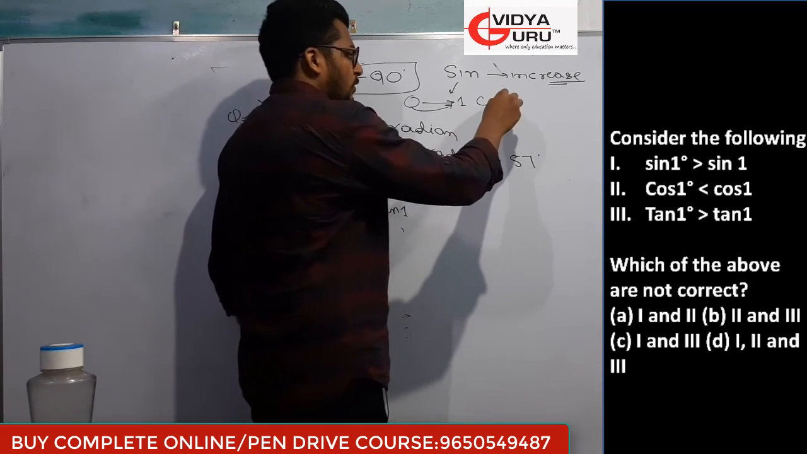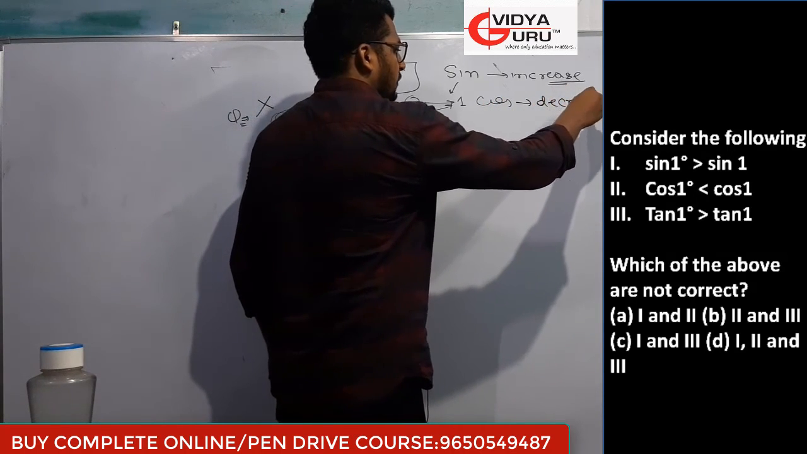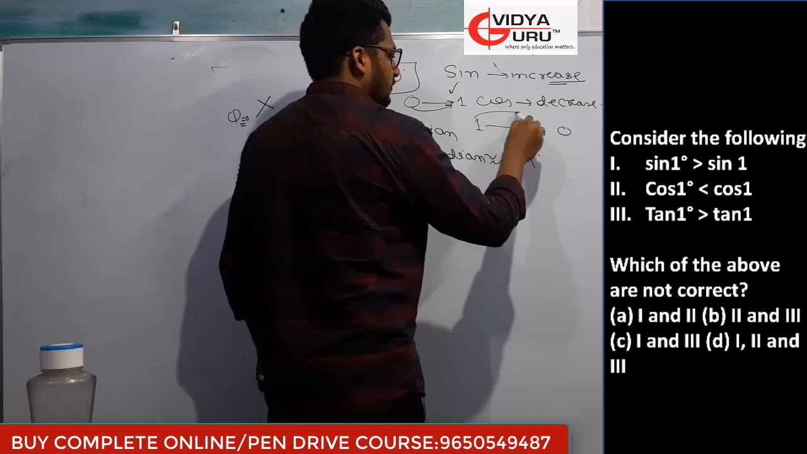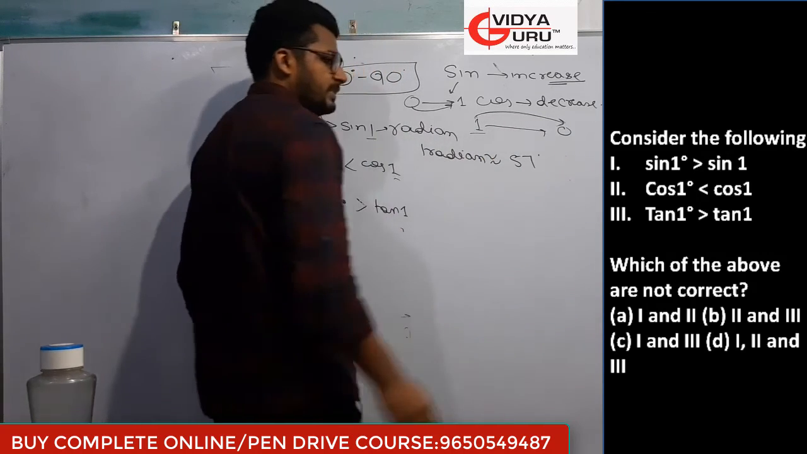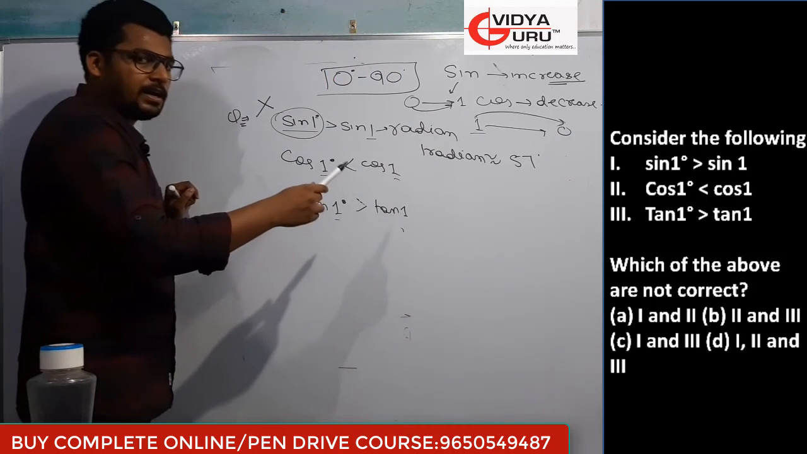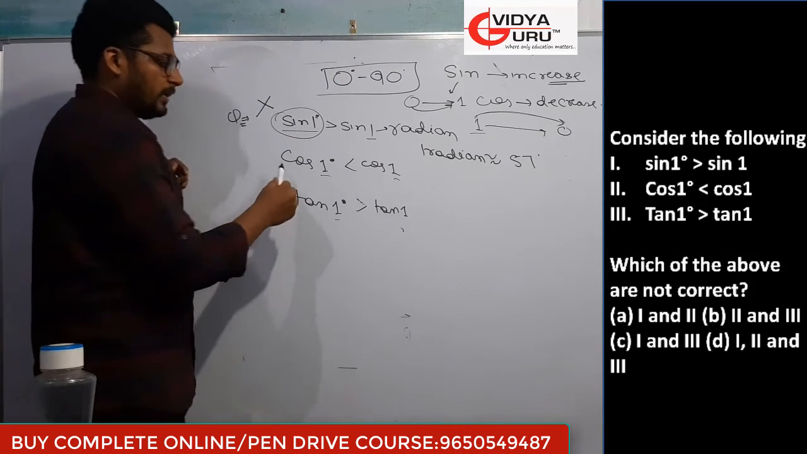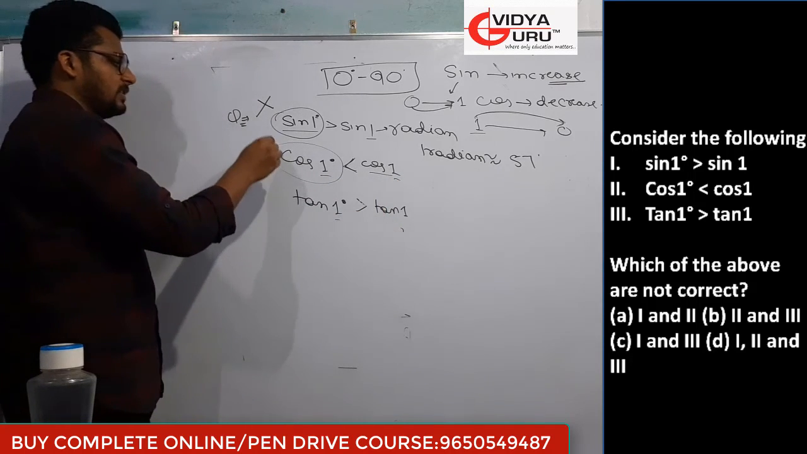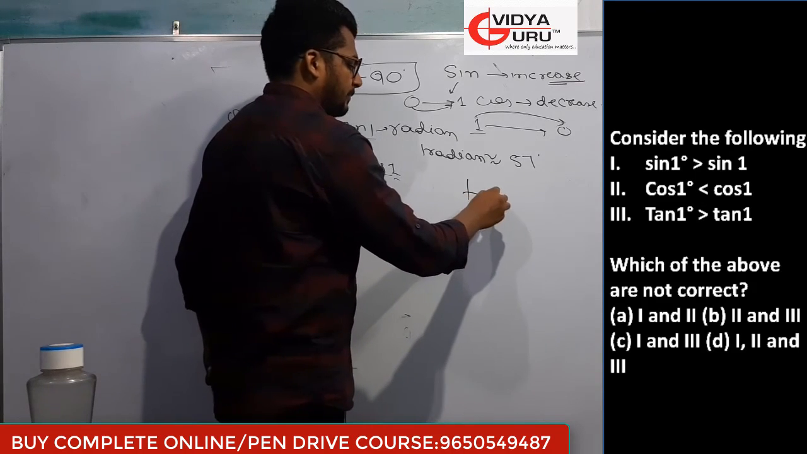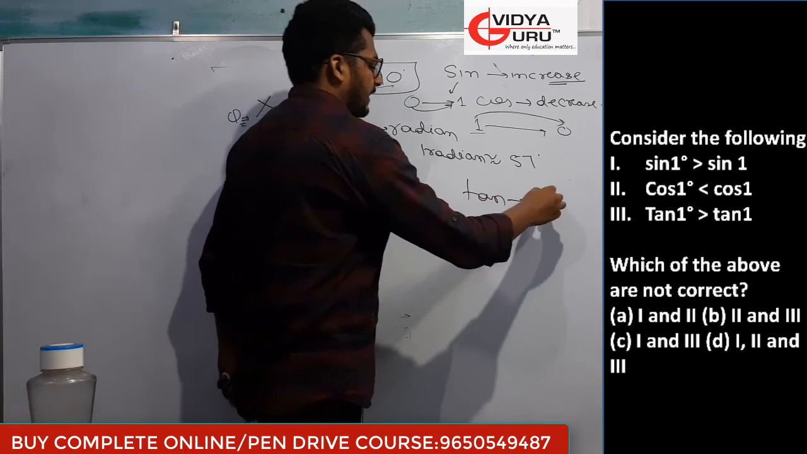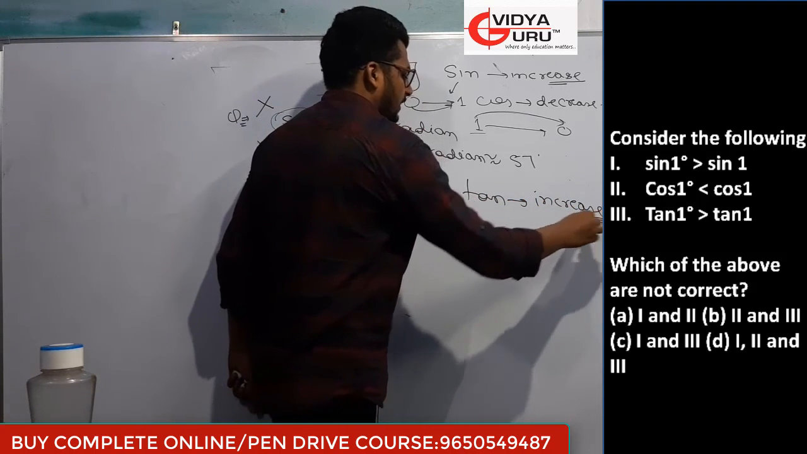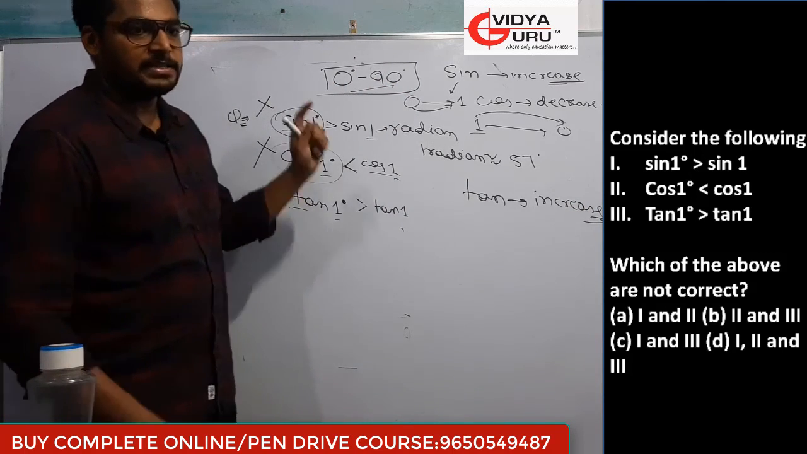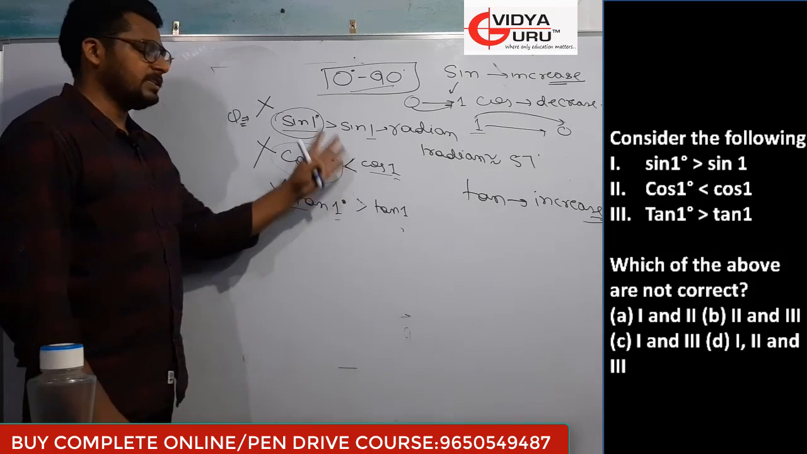Similarly, between 0 to 90, cos decreases. Cos 0 is 1, but cos 90 is 0. So it started from 1 and reached 0, so it is decreasing. The greater the angle, the lesser the value of cos. So cos 1 degree is smaller than cos 1 radian, that is 57 degree? No, this is also false. Similarly, between 0 to 90, tan also increases, so this is also false. So all three statements are not correct here. All three statements are wrong.